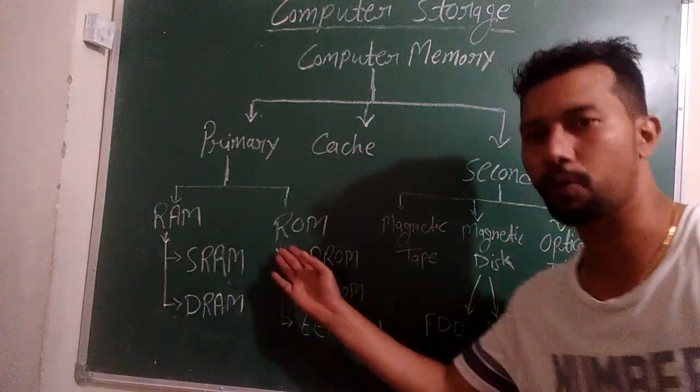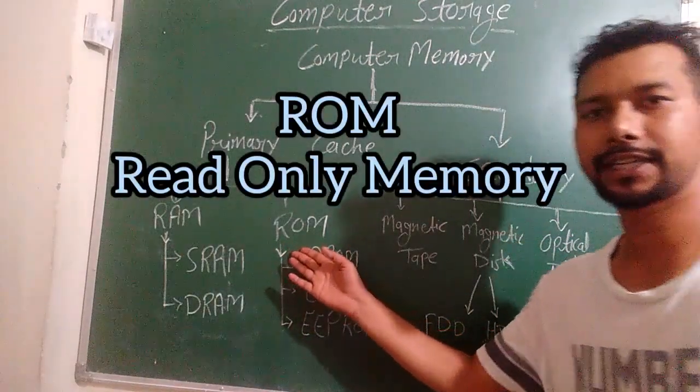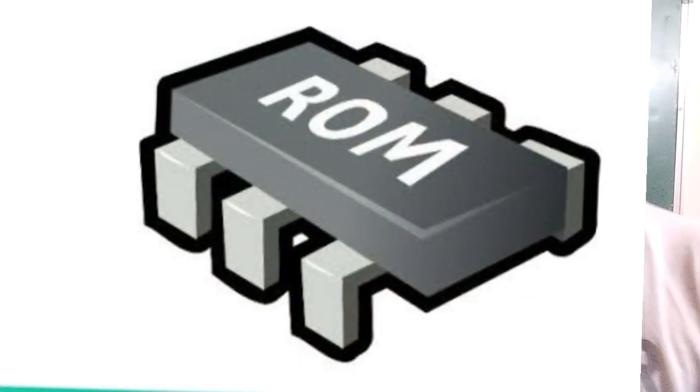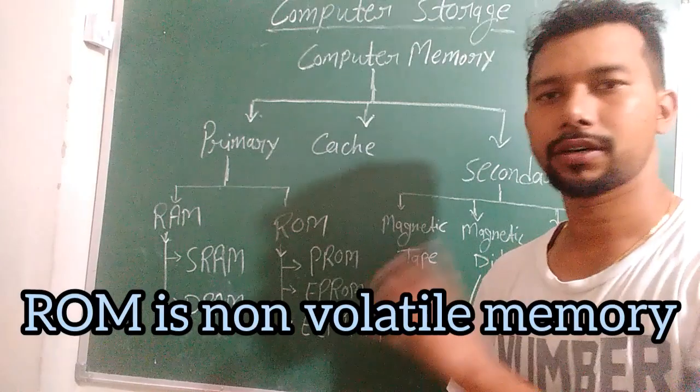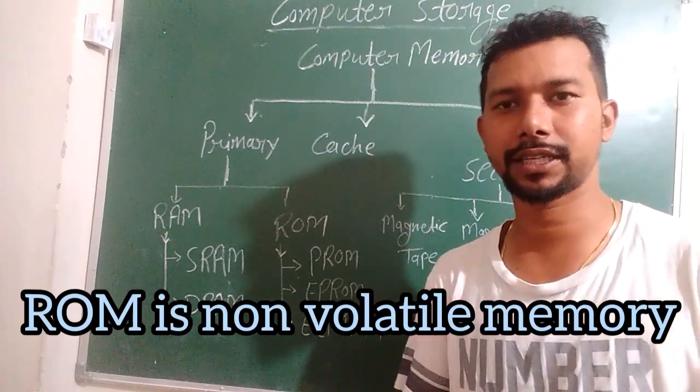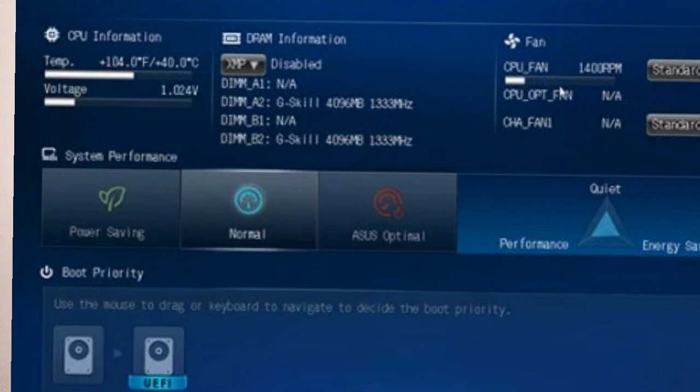Next one is ROM, read only memory. ROM allows only read. You can't change anything on ROM. When you start your computer, some instructions show on your monitor. They are the example of ROM.